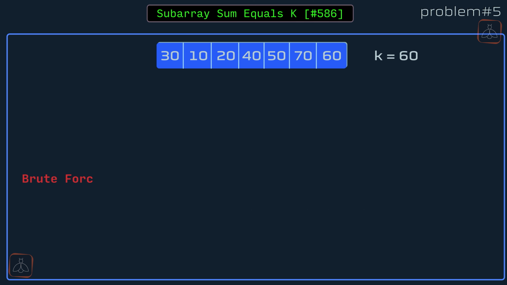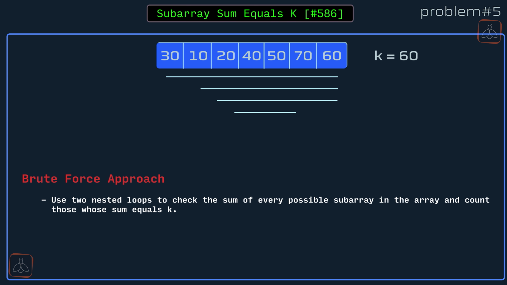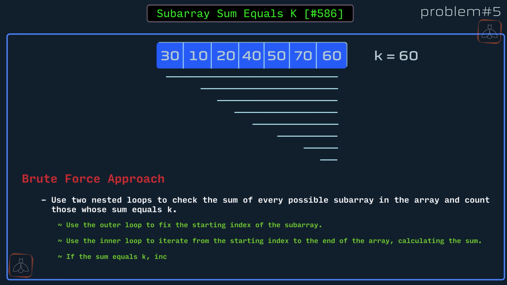As a brute force approach, we can start with 2 loops. The outer loop is to fix the starting index for the subarray, and then the inner loop iterates from the starting index to the end of the array to calculate the sum. Whenever the sum equals k, that is the given target, we can increment the counter. In this way, at the end of the 2 loops, we will have the resultant counter with the total number of possible subarrays with the given target, right?